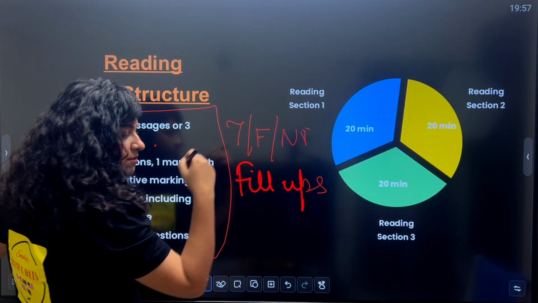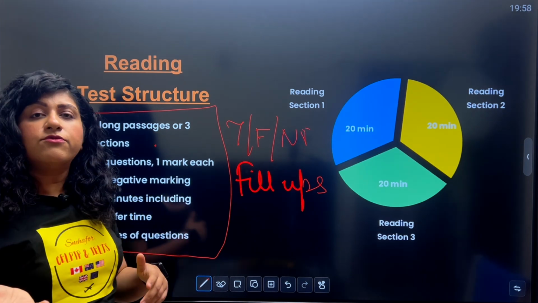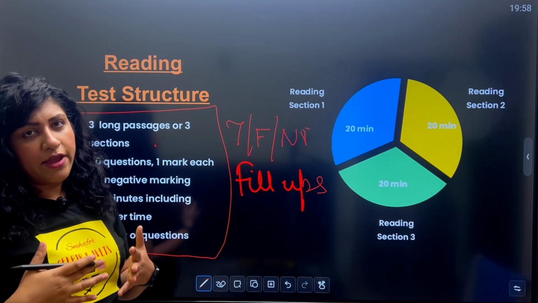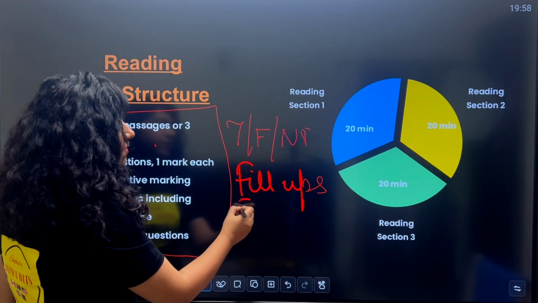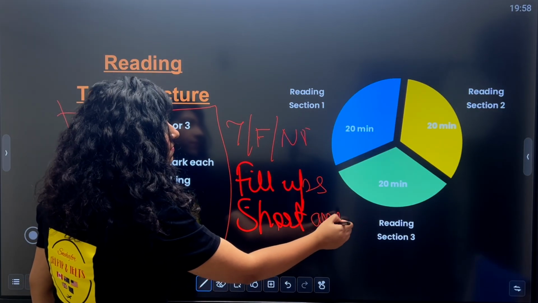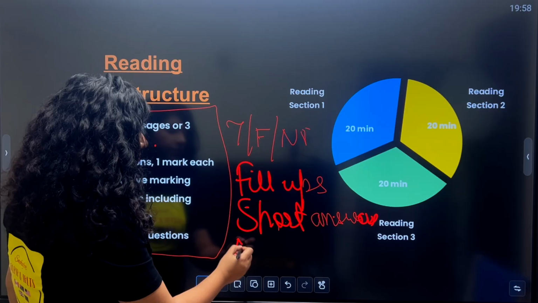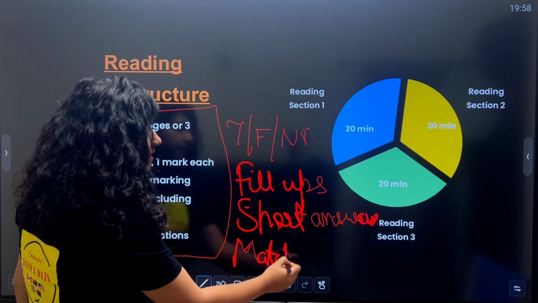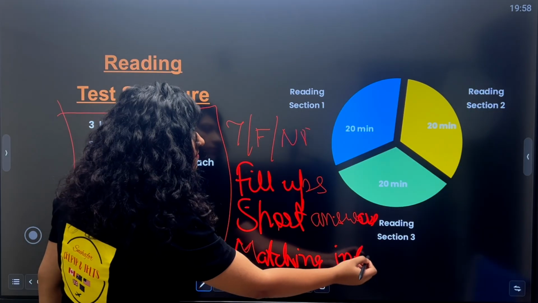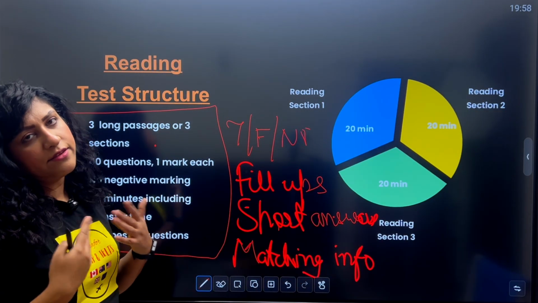Fill in the blanks are in many forms. It can be sentence completion. They can be in the form of a summary. They can be in the form of a flow chart. They can be in the form of a diagram. Now then we have short answer questions. We also have matching the headings type of question, matching information type of question. So all these questions are there in the reading section.